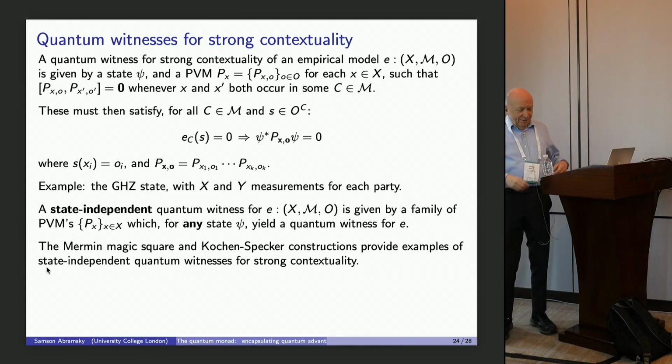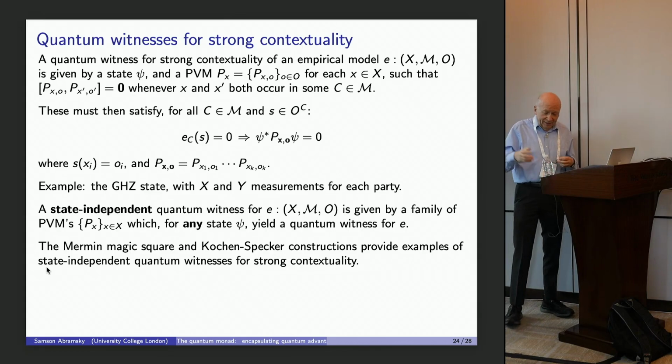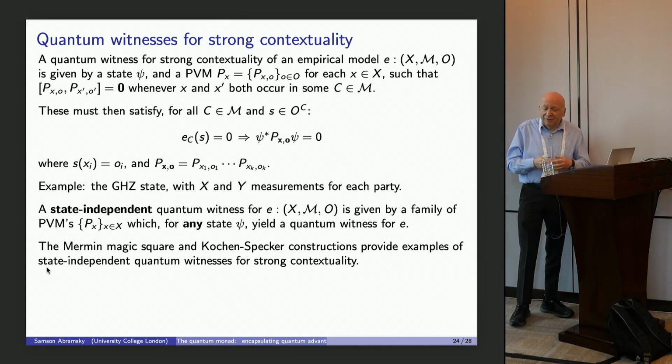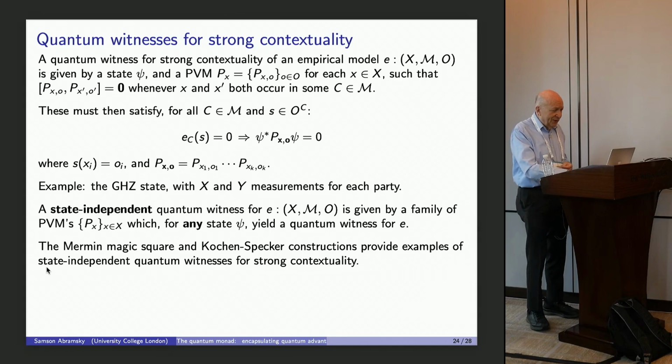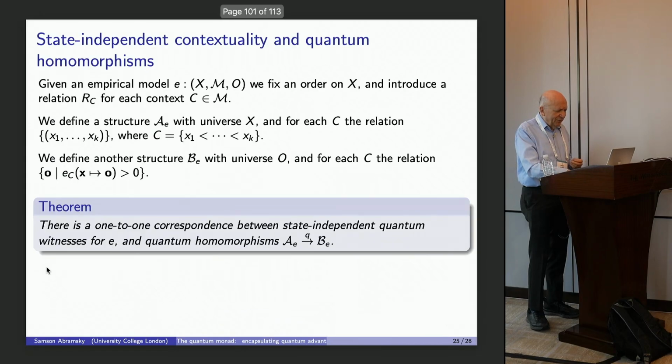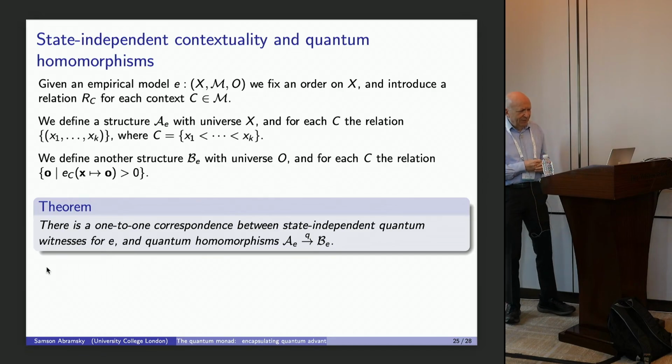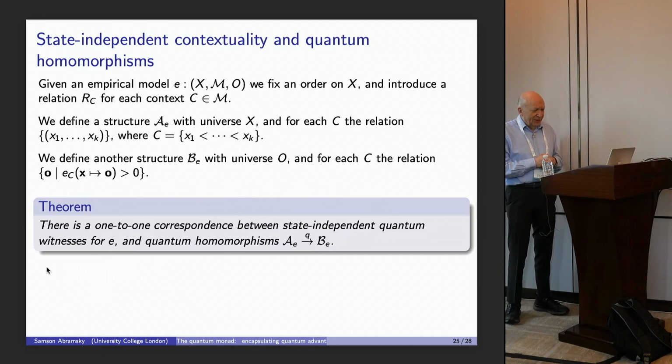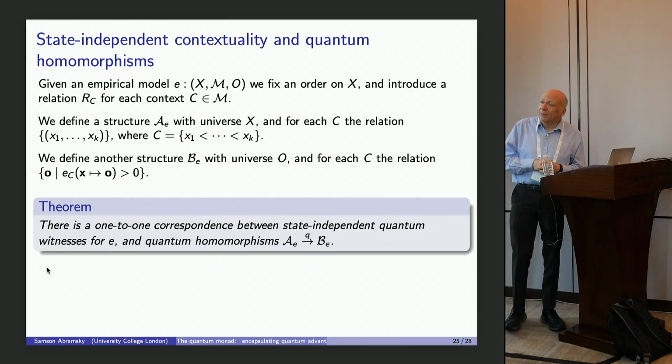State-independent means we don't even need to have a particular state and to compute out the probabilities. We just see from the structure of the measurements themselves that for any possible state, we'll never get any description that is consistent with the constraints enforced on us by these observables. And there are famous examples of just this. Okay. So again, we get a beautiful correspondence between these state-independent quantum witnesses and quantum homomorphisms.